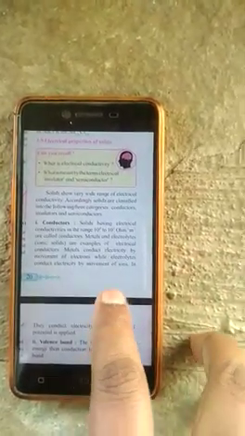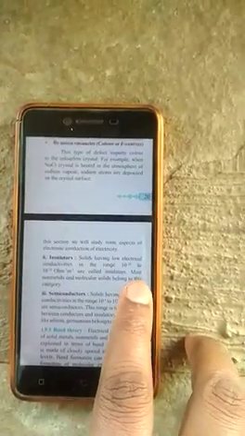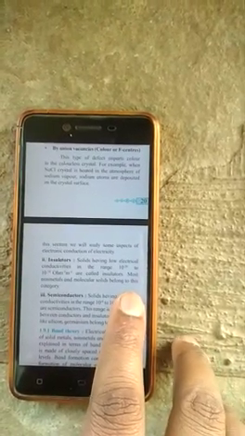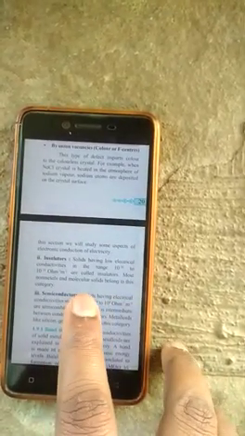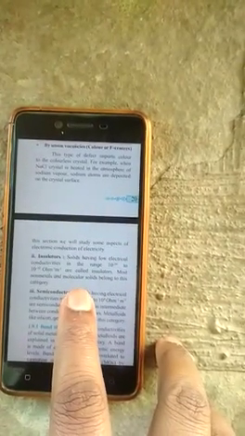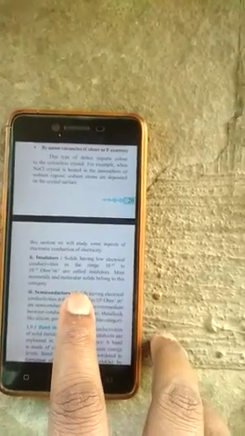In this section we will study some aspects of electronic conduction of electricity. The second point is insulators. You know that insulator means something that resists conductivity.